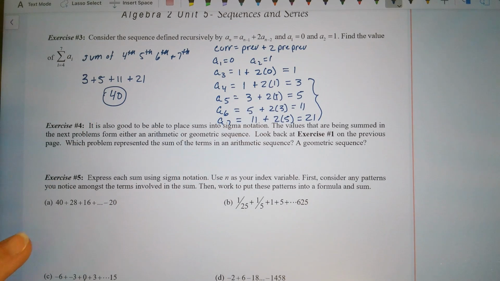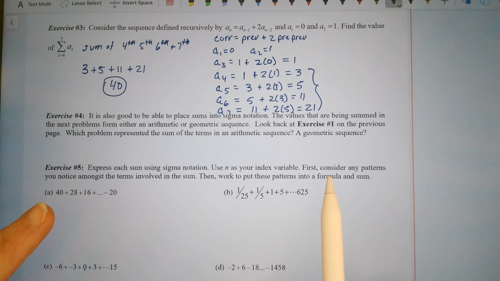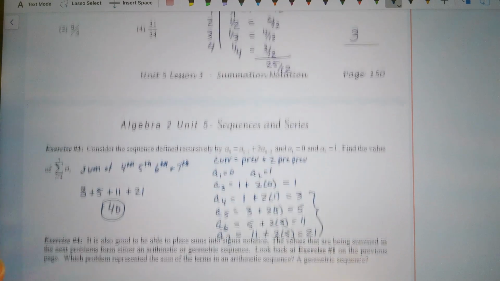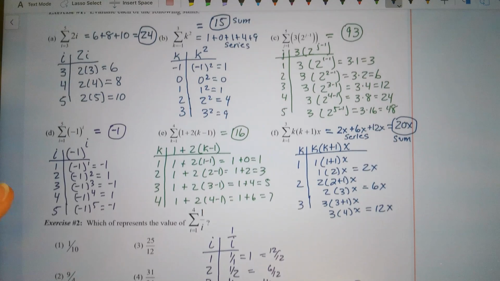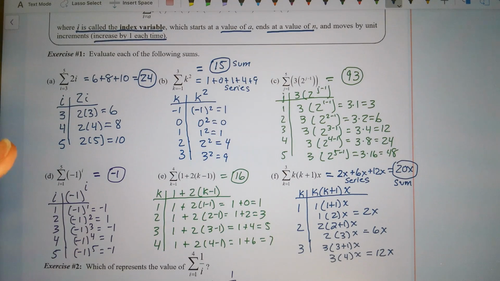It's good to be able to place sums into sigma notation. The values that are being summed in the next problems form either an arithmetic or geometric sequence. Look back at exercise number 1 on the previous page. Which problem represents sums of the terms of an arithmetic sequence and which represents sums of the terms of a geometric sequence? So, arithmetic sequence.